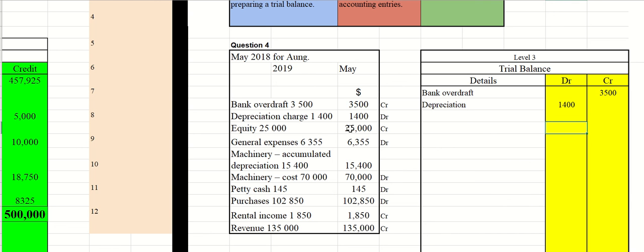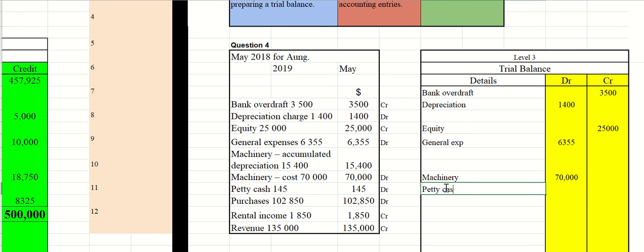And then moving to equity, it has a credit balance of 25,000. General expense. General expenses have a debit balance, 6,355. I'm leaving machinery accumulated depreciation for later and then I'm entering the machinery cost. It's not a must to leave any lines. 70,000.